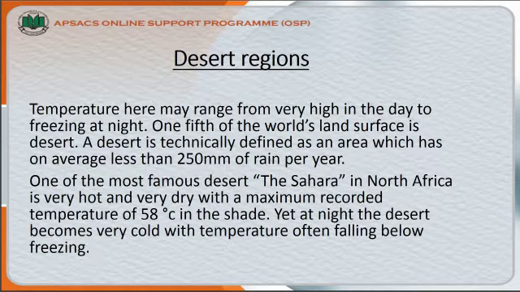One of the most famous deserts, the Sahara Desert in North Africa, is very hot and very dry with a maximum recorded temperature of 58 degrees centigrade in the shade. Yet at night the desert becomes very cold with temperatures often falling below freezing.